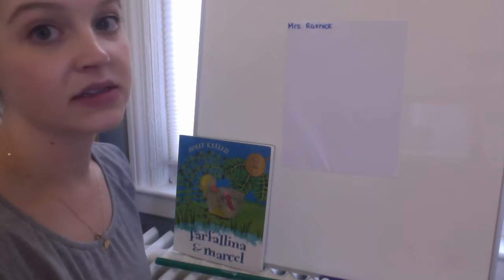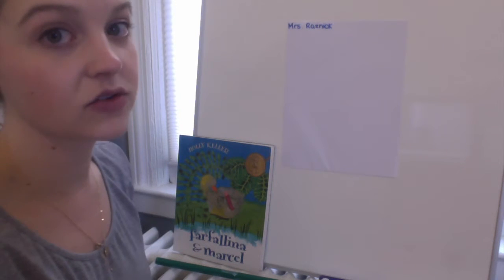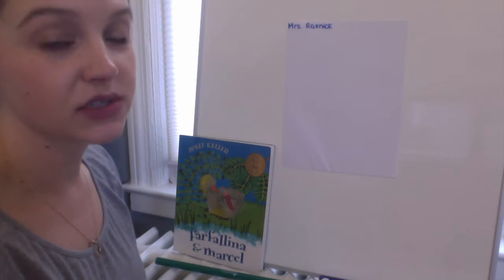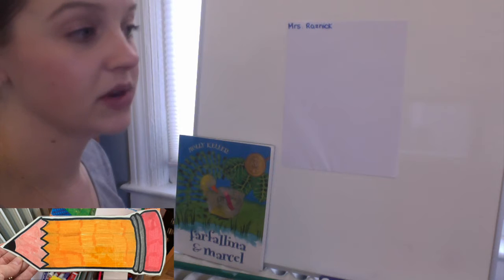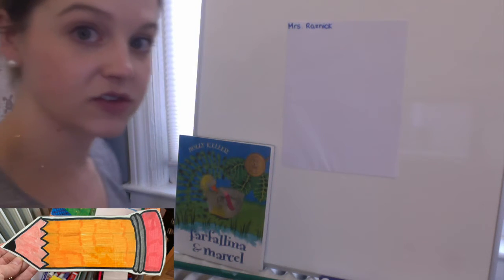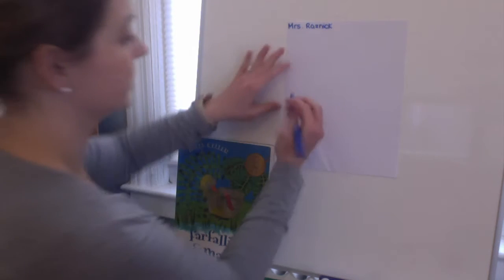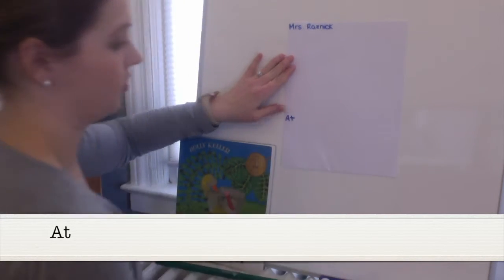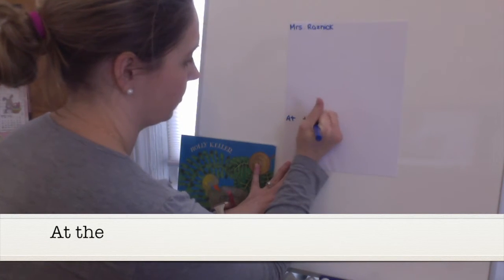Today I asked you when I was reading the story to think about how the characters changed from the beginning to the end. So today for our writing we're going to be using a sentence frame where we talk about both the beginning of the story and the end of the story. The first part of your sentence frame is going to say, at, popcorn word, the, popcorn word.